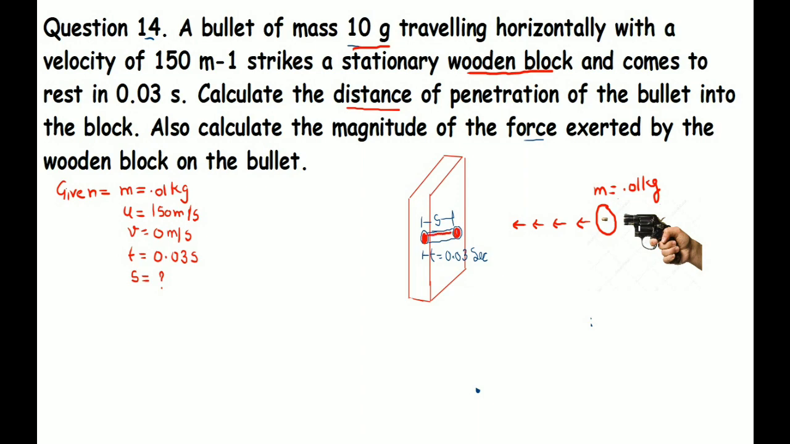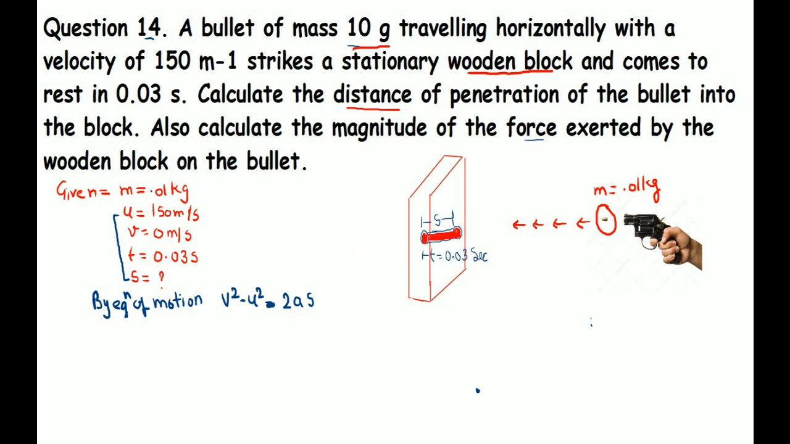This is given: the time taken to penetrate the wooden block is 0.03 seconds, and we need to find the distance, from the starting point of the wooden board up to the end, at the place where the bullet penetrates. So now we have initial velocity, and final velocity as 0 because the bullet struck and came to rest. Time is also given. So with the help of the equations of motion we can find what that distance is.